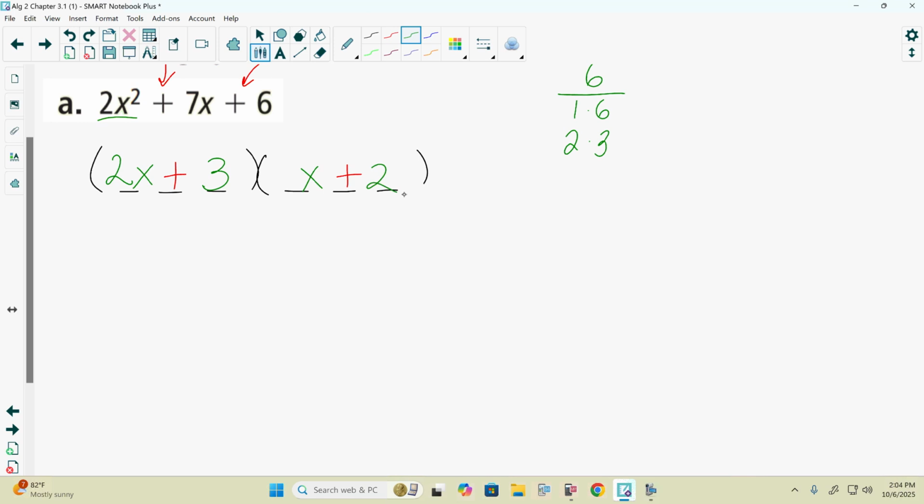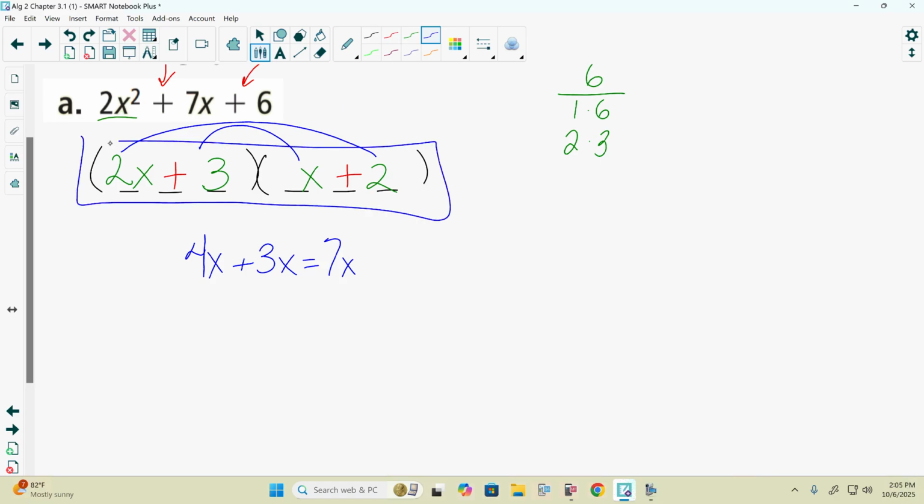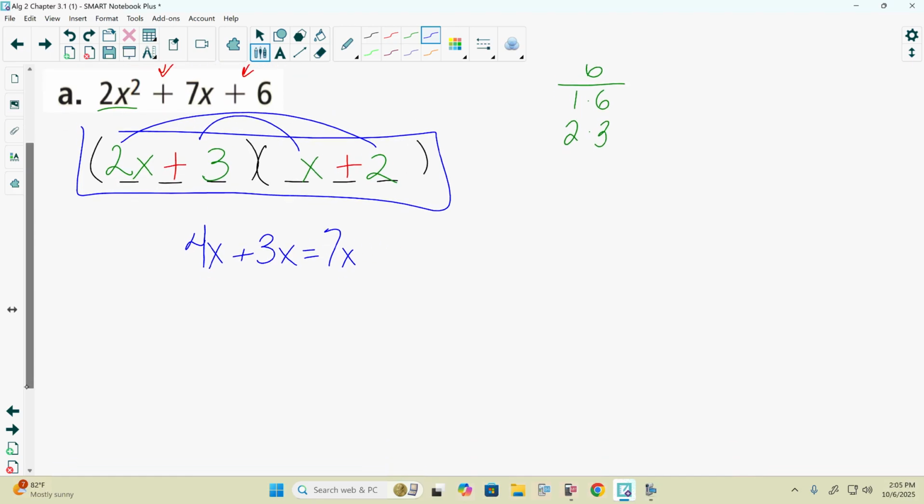But the one I would look at next, before 1 and 6, I'd still flip the 2 and 3. See if this gives us something different. 2x times 2. 2 times 2 is 4, and we still have our x. 3 times x is going to be positive 3x. 4x plus 3x is 7x. Is that the middle term we wanted? It is. So 2x plus 3 times x plus 2.